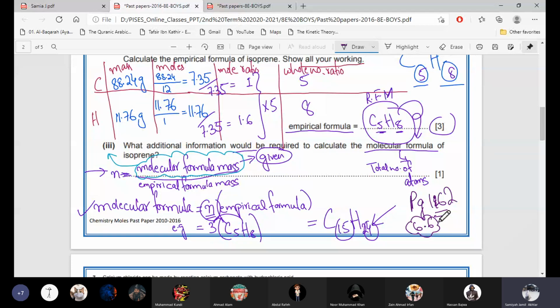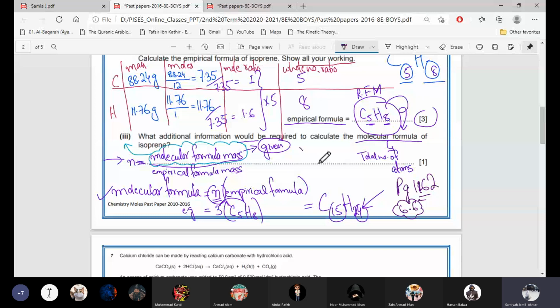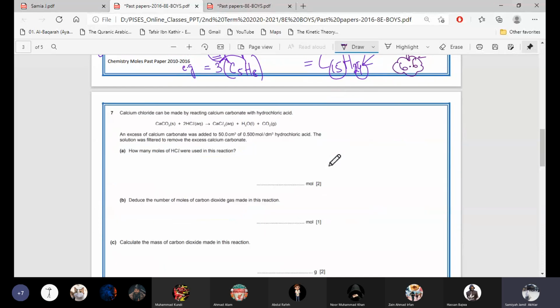In the past paper question, they're asking which information is required, so it is molecular mass, which is not given to us in this question. But always it will be given to you if they ask about molecular formula, and you have to use these formulas to find it out. Try out example 6.6 also, if you get time. Now how much time is left? We have 3 minutes.